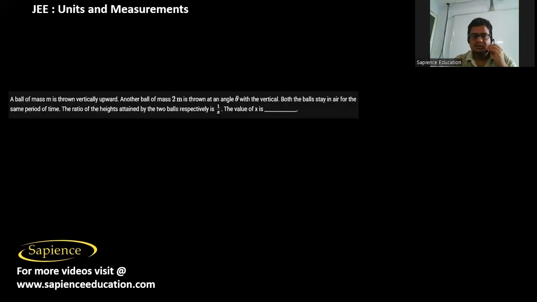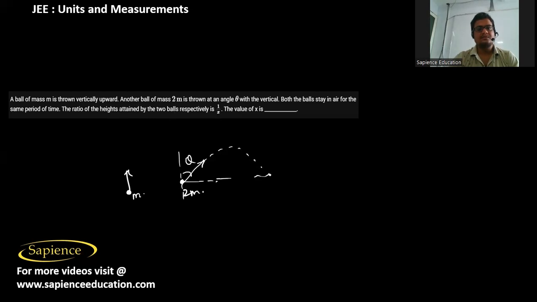Then here it is told that a ball of mass m is thrown vertically upwards. Then another ball of mass 2m is thrown at an angle theta with the vertical. Both the balls stay in the air for the same period of time. So the time of flight for the second case equals the time of flight for the first case. The ratio of the heights attained by the two balls respectively is 1 by x. The value of x is.